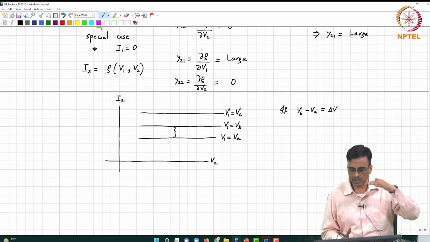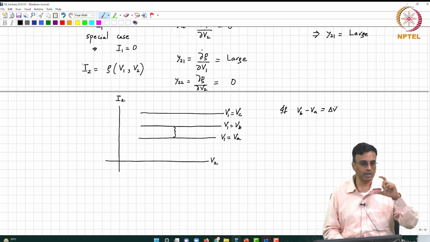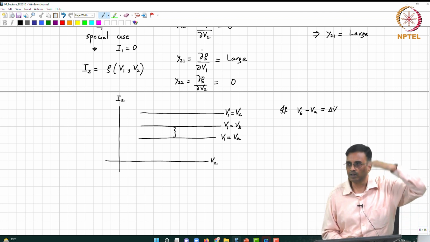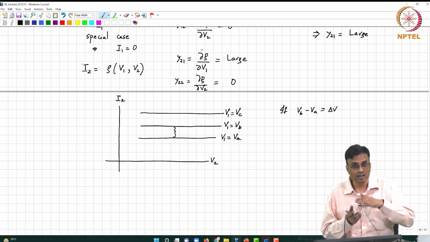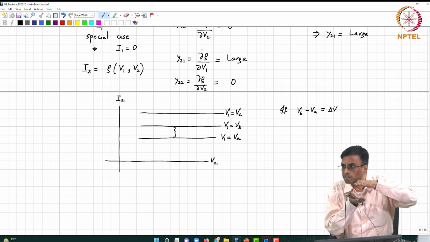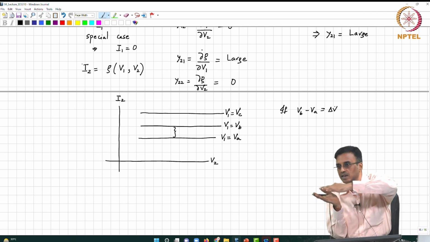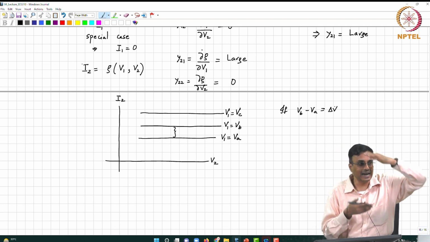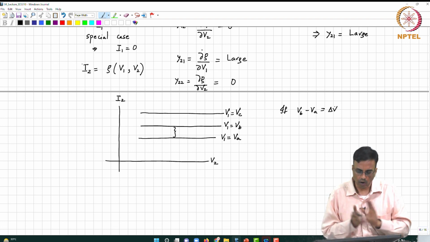So, as you keep changing the absolute voltage at port 1, you get a family of curves in the output characteristic. And ideally, for a small change in V1, you would like the spacing between the characteristics to be very large, and that indicates a large Y21. Is that clear? All right.